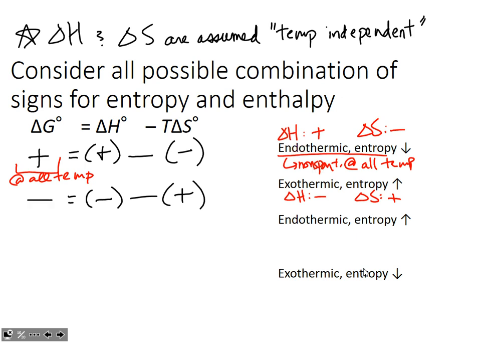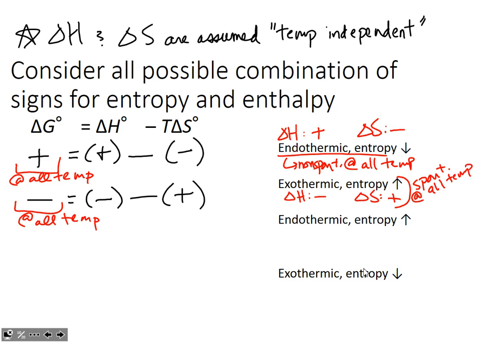This is going to be a negative value, but it's going to be negative at all temperatures. There is not a single temperature that you can plug in here that would give you a positive number. It's always going to be negative. So this process right here is spontaneous always, spontaneous at all temperatures, meaning delta G is negative always.